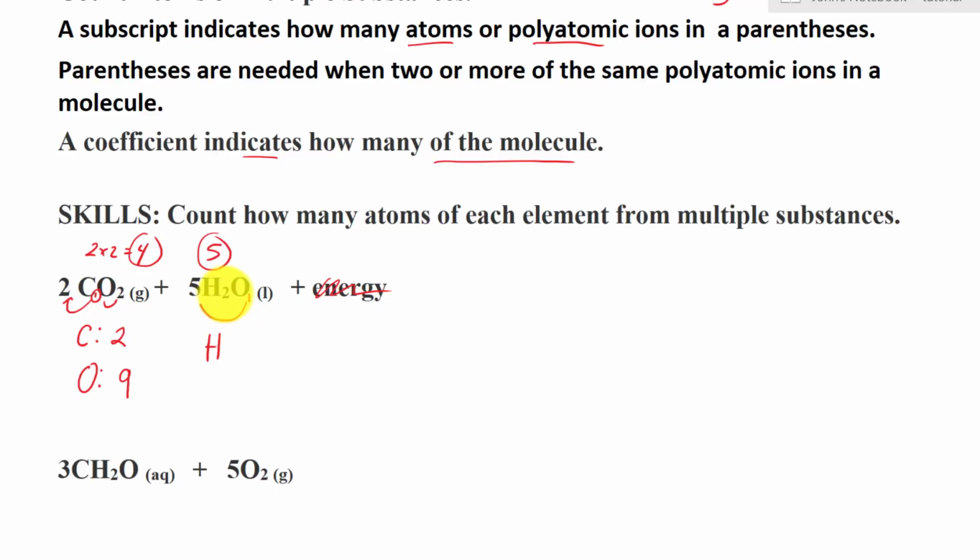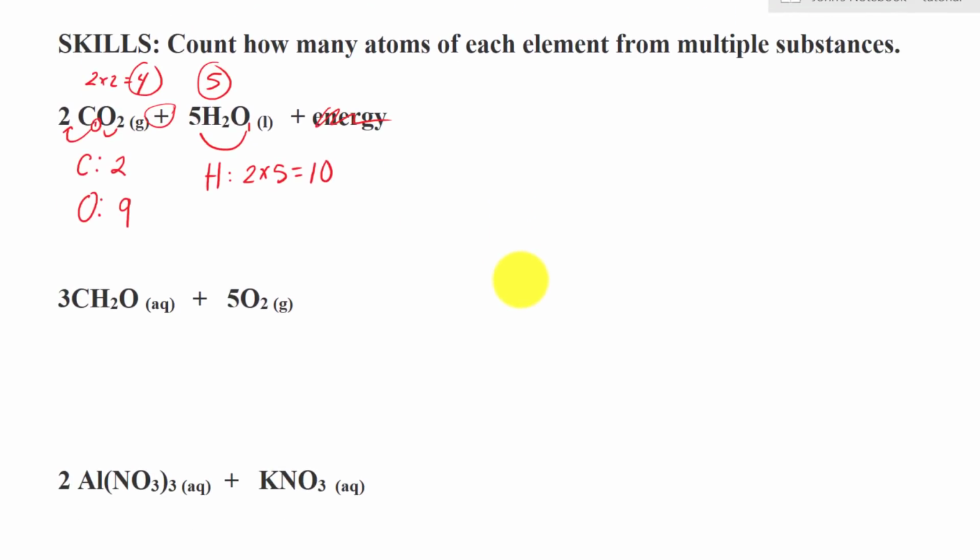Then we have hydrogen. Well, in this case, 2 times 5 gives us 10 hydrogen. And that's pretty much it in terms of counting how many atoms for each element from multiple substances. You just add them. Look at this, that's addition, so just add them, that's all. Let's try another problem. Here we have this substance and oxygen gas.